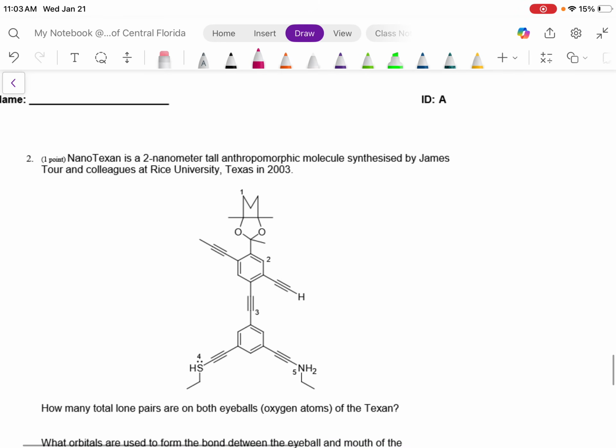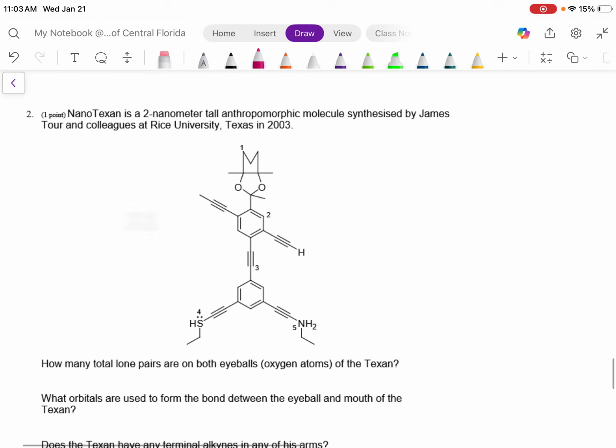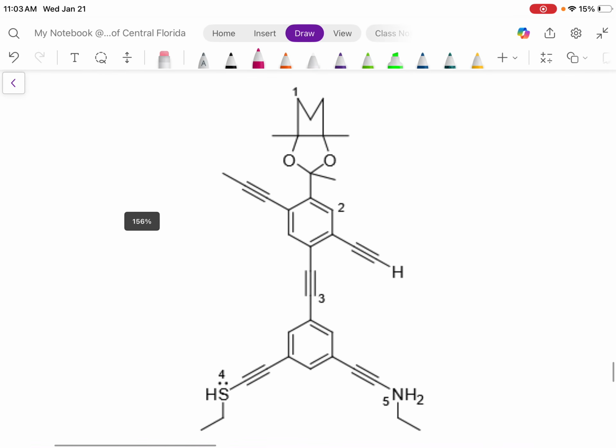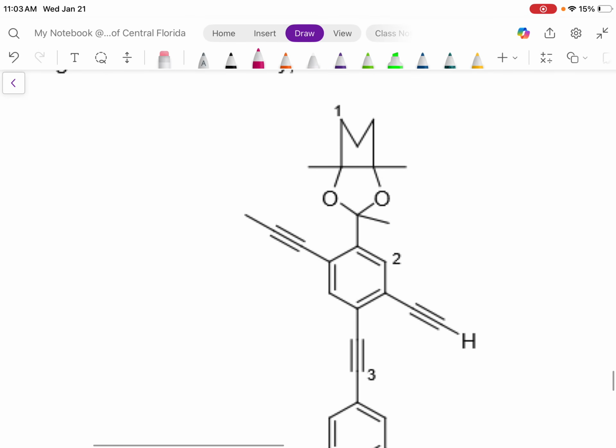Okay, our NanoTexan. How many total lone pairs are on the eyeballs? Well, the eyeballs are clearly those guys, and those are oxygen atoms. We see that both of those oxygen atoms have 2 bonds. And if they have 2 bonds and they're neutral, there's no formal charge, then that would mean there has to be 2 lone pairs each. So that would be a total of 4 lone pairs on the eyeballs.